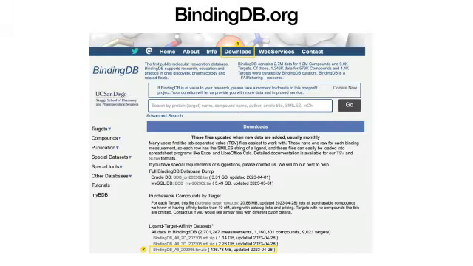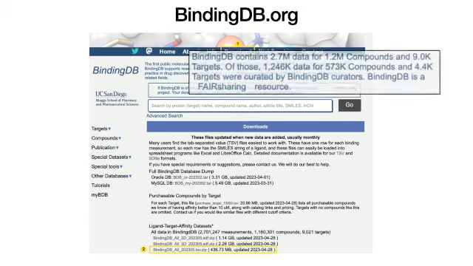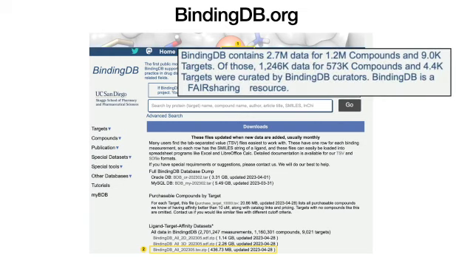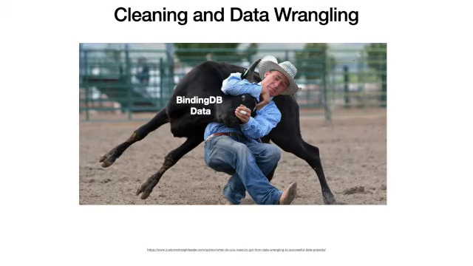And so in order to do that, I spent a lot of time searching for data sets, stumbled upon bindingdb.org. They made it very easy to download all of their data into a TSV file as shown here. In addition, it was very large. So 2.7 million rows of data, 1.2 million compounds, 9,000 targets. So very large, hopefully very diverse.